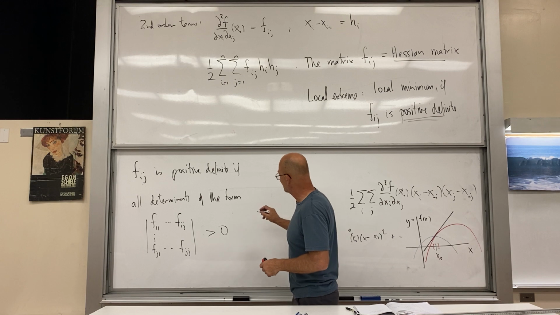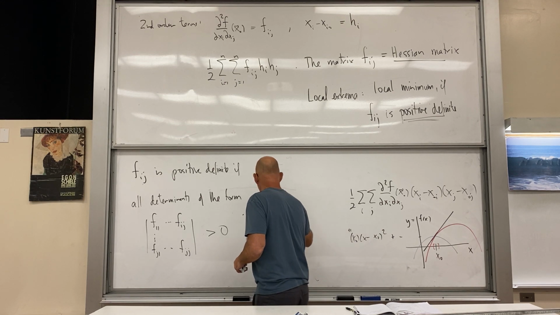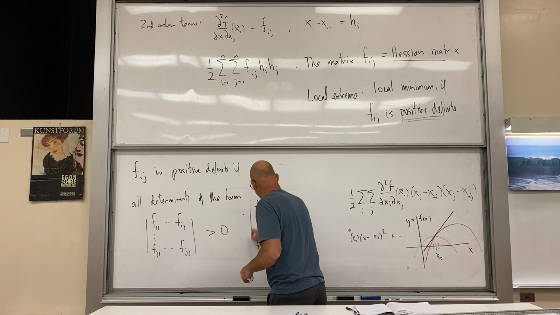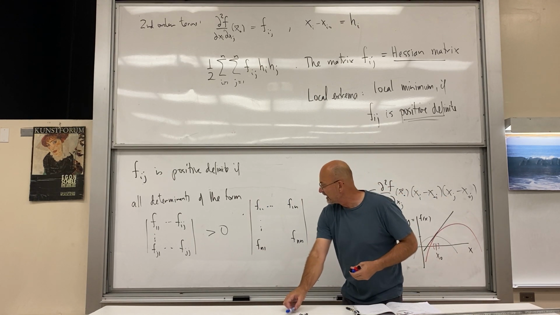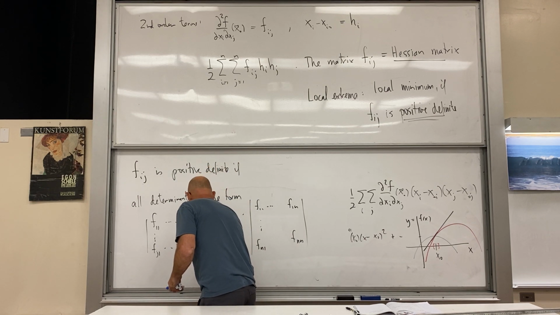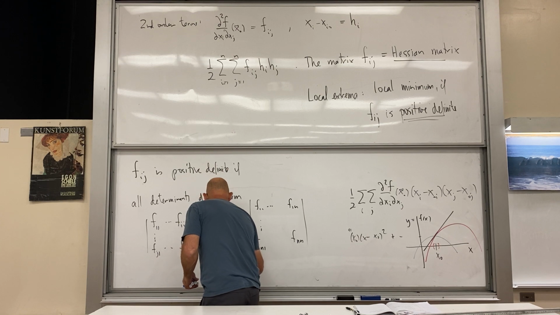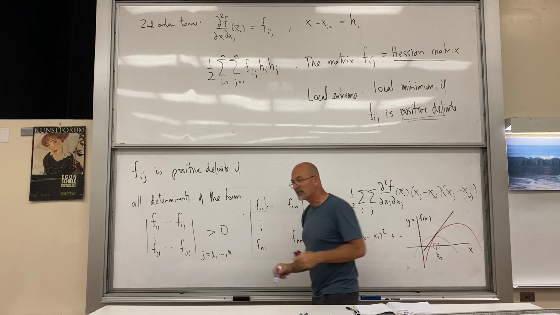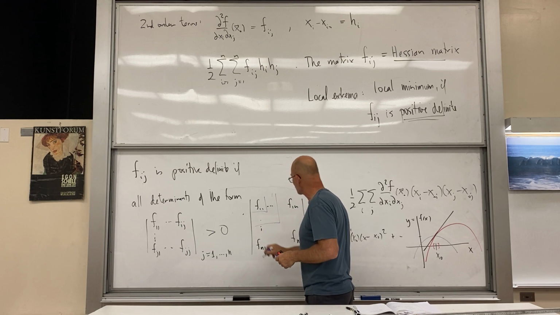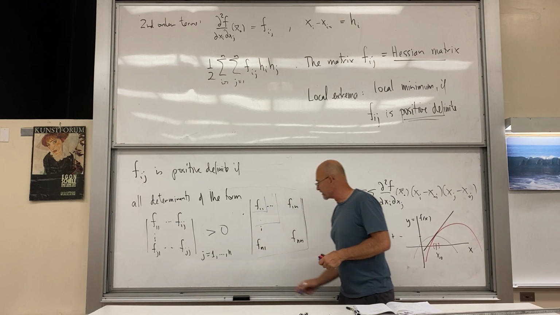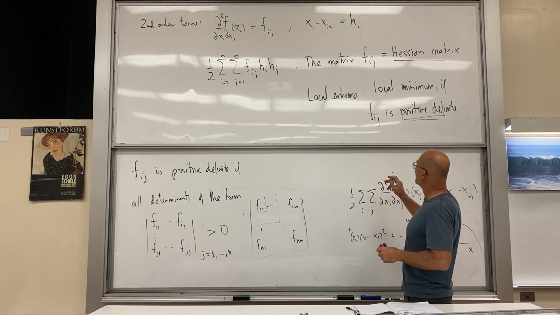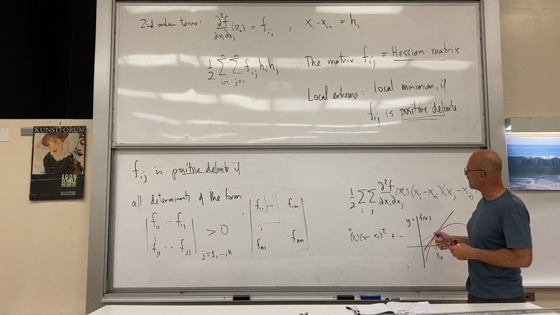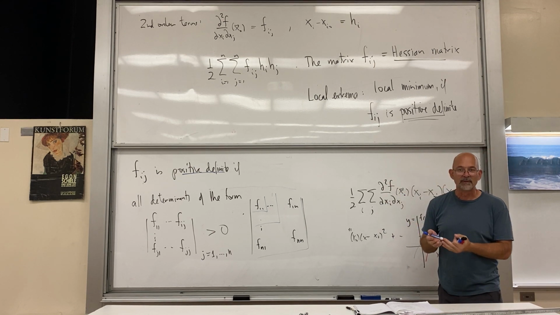So for your matrix, F11 to F1n, Fn1, Fnn, that would be your n by n determinant. With j equals 1 to n, these are all the corner determinants. If j is equal to 1, it would just be this number. If j is equal to 2, it would be the 2 by 2 determinant. And if j is equal to n, it would be the n by n determinant. If all of those are greater than 0, then this quadratic form is positive definite, and we need that for our expansion to be around a local minimum.